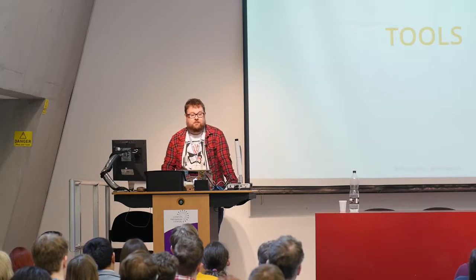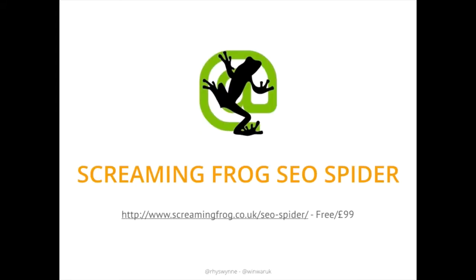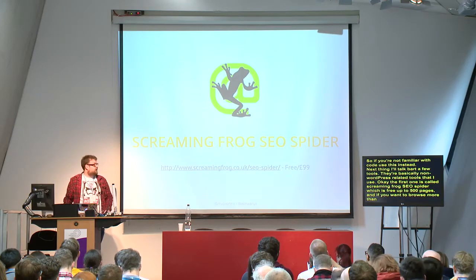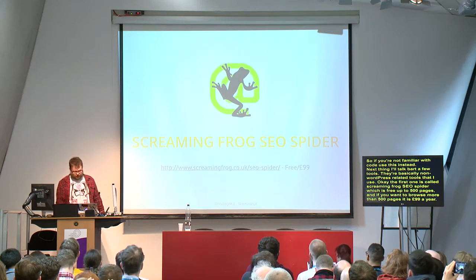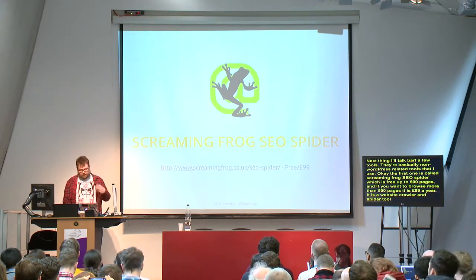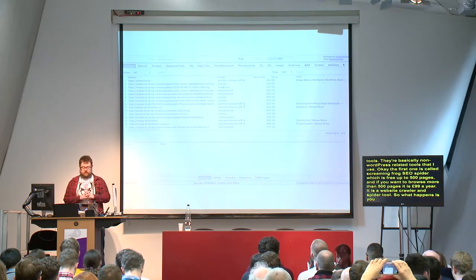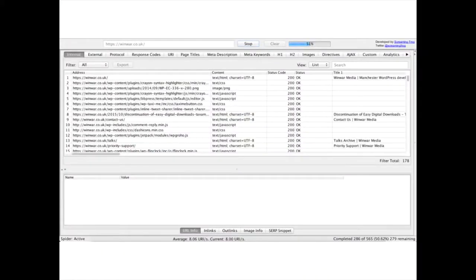Okay, next I'm going to talk about a few tools. Tools are basically non-WordPress related tools that I use. The first one is called Screaming Frog SEO Spider, which is free up to 500 pages. If you want to browse more than 500 pages, it's £99 a year. It is a website crawler and spider tool. What happens is you put your website or a list of URLs you want to check into the top bar, which is on the top of this page. I don't know if you can see it. It will go through your site, crawl the data, or crawl the list of URLs you've added. It's a very, very quick way to give a basic overview of all the pages on your site.